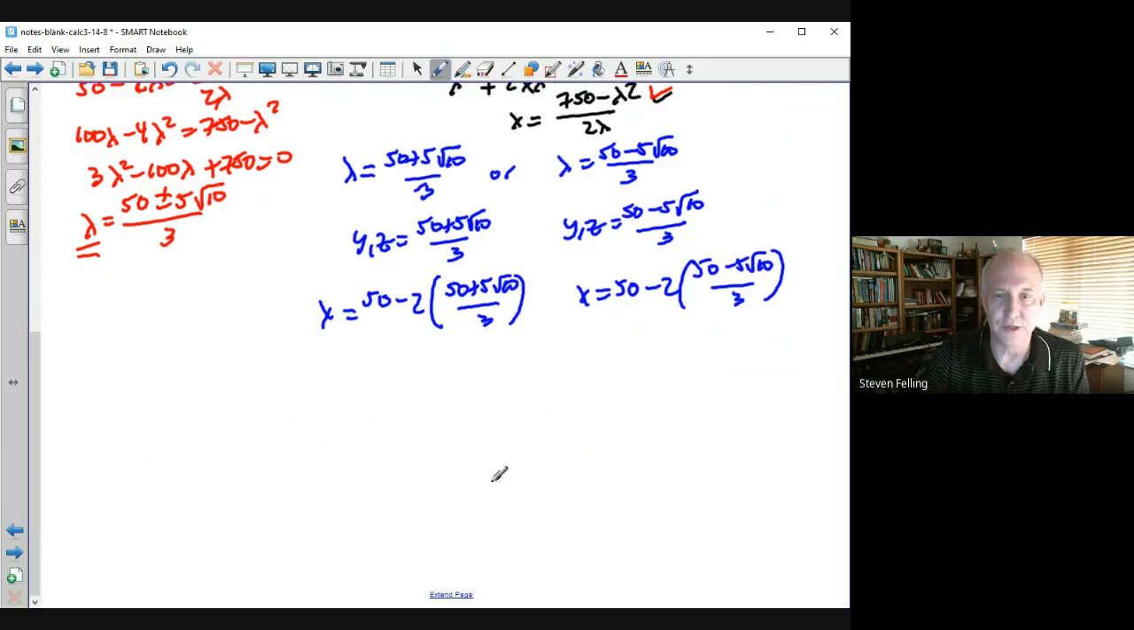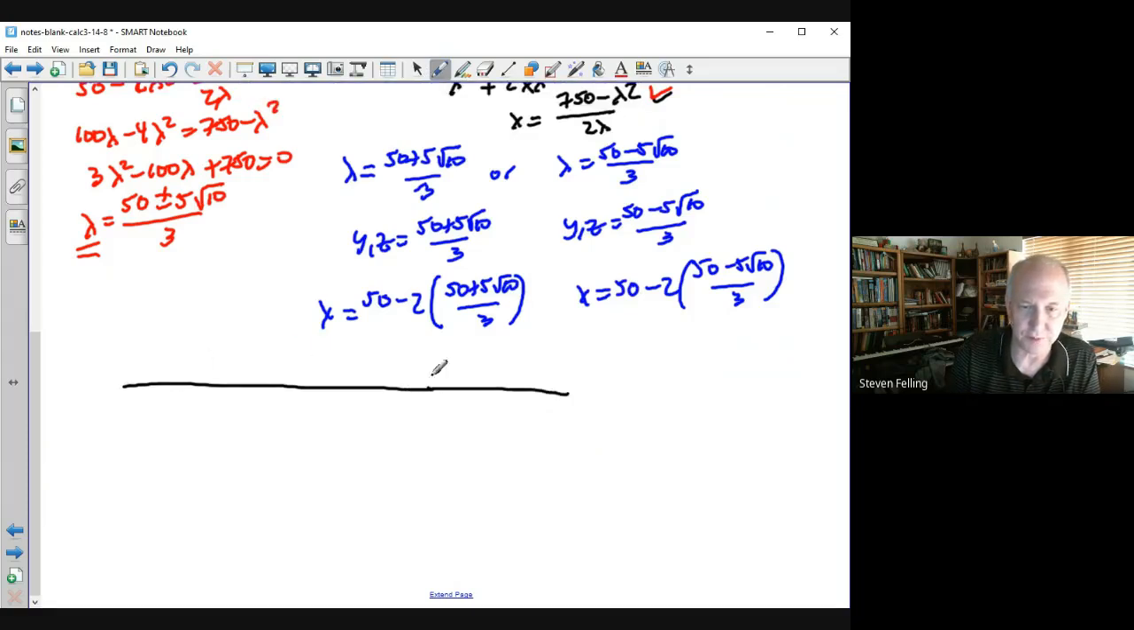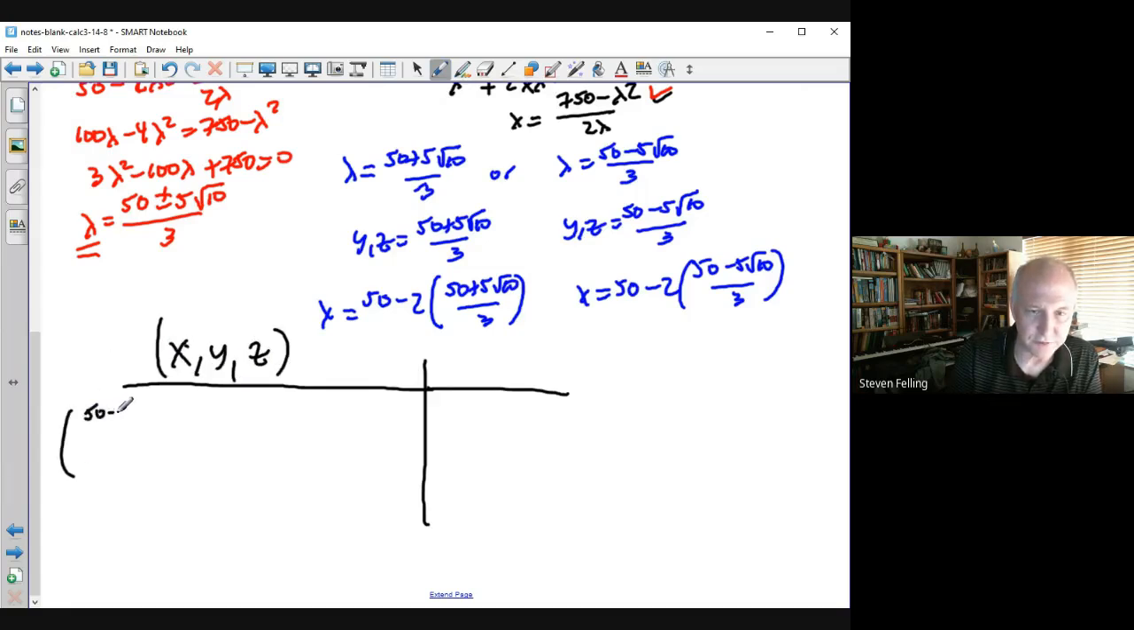All right, so really crazy. Basically what that means is, let's see, we can have the plus version. How many different versions are there, right? We have this version. So if we were to make our big table here, I'm going to have a lot of space here. So for the x, y, z, we could have x is 50 minus 2 times 50 plus 5 square root of 10 over 3 for x. And then y would be 50 plus 5 square root of 10 over 3. And z would also be 50 plus 5 square root of 10 over 3.